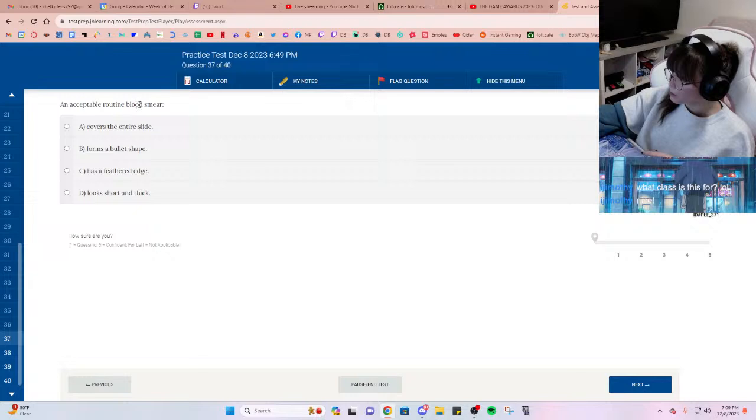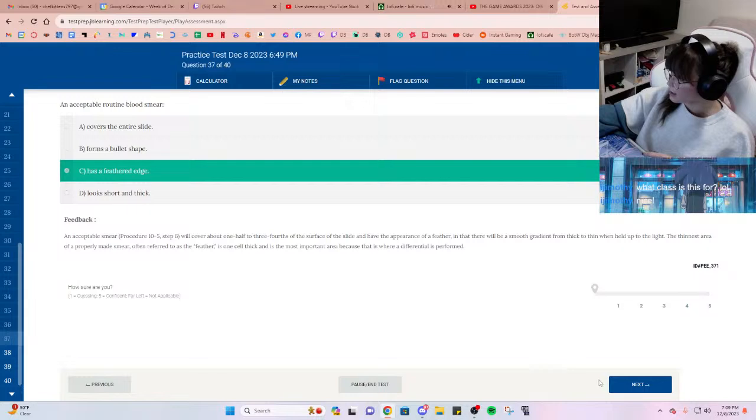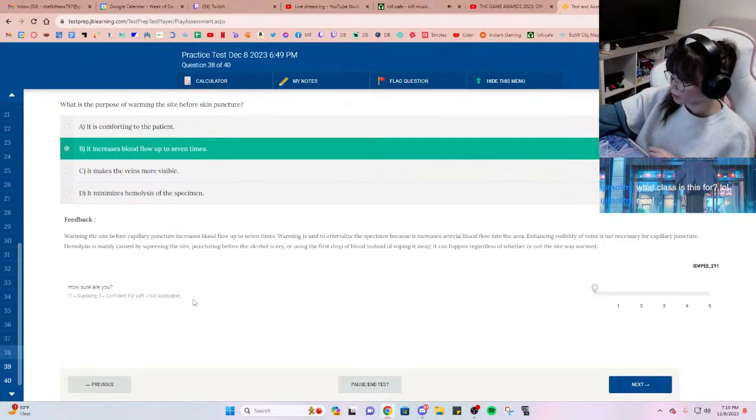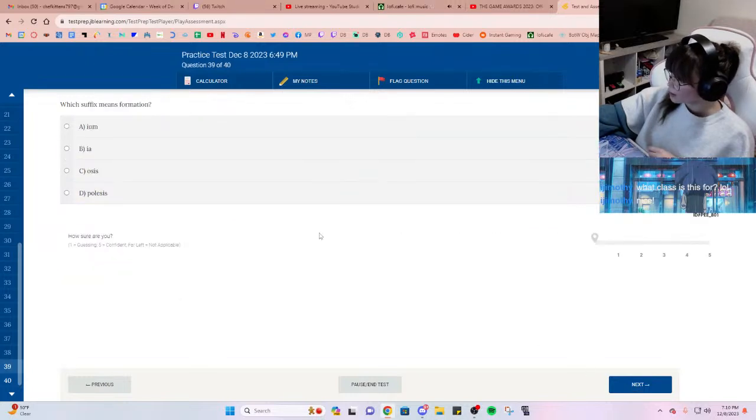An acceptable routine blood smear has a feathered edge. Yes. Which is the purpose of warming the site before skin puncture? It is comforting to the patient, it increases blood flow up to 7 times, it makes the veins more visible, or it minimizes smallest symptoms. I think it increases blood flow up to 7 times. Yes. Which suffix means formation?